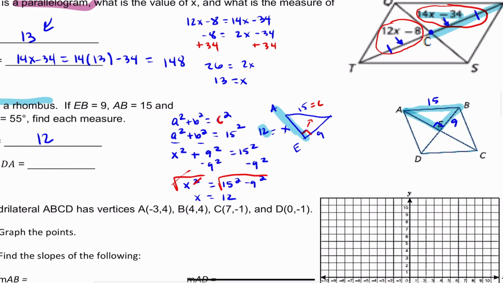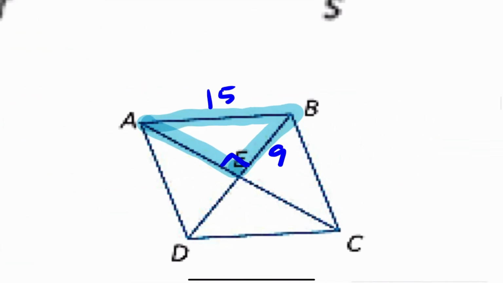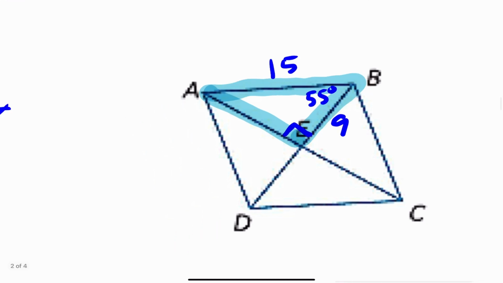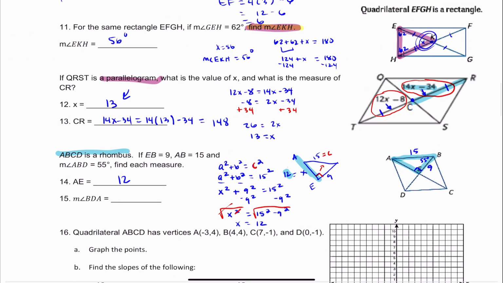And then ABD is 55. So I'm going to go ahead and go back and say ABD is 55. Right now I'm going to go ahead and erase that 55 at the beginning because I want to focus on one thing at a time. Right, so that is 55 degrees. What is the measure angle BDA? So B.